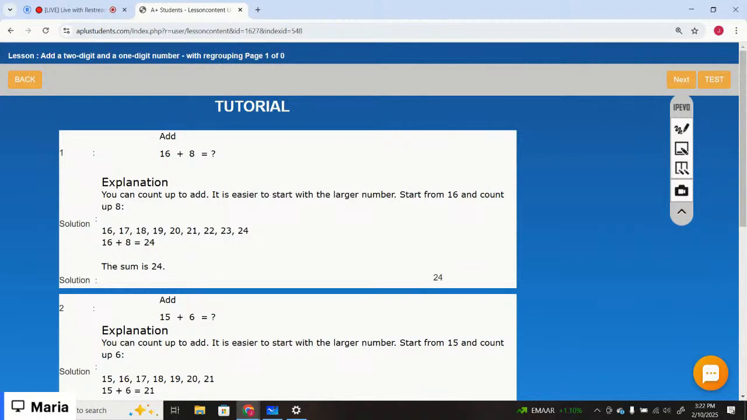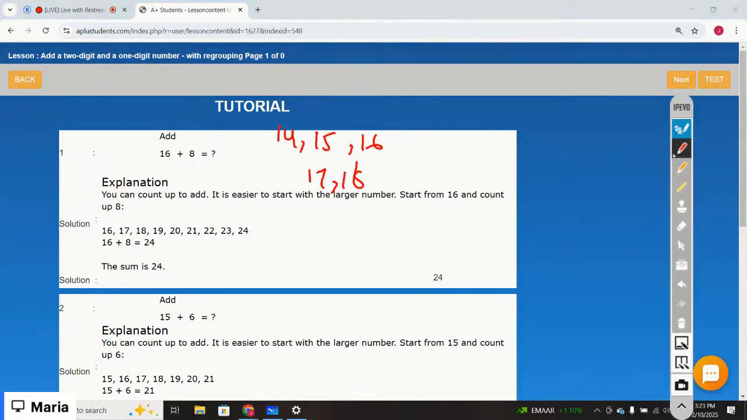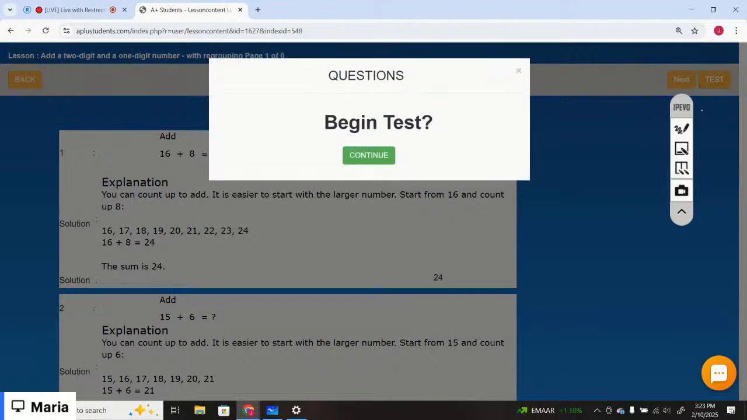16 plus 8. So start with 16 and count up 8. So 16 plus 8 makes 24. Let's just start with the test questions.